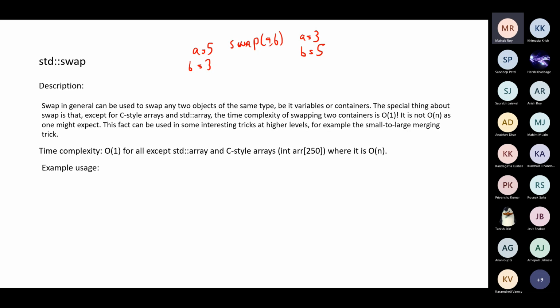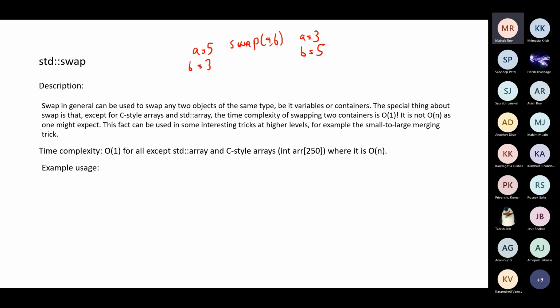There are two special things about this swap. One is that you can swap any two objects of the same type. It can be variables, it can be containers also, and it can even be function objects, but we are not going to dive into function objects. It can swap arrays, vectors, strings, anything basically.